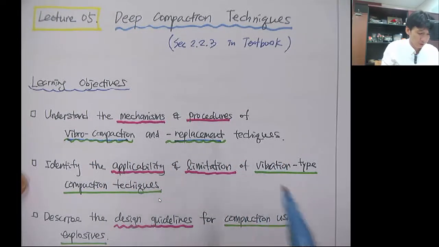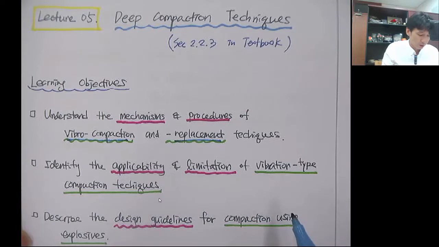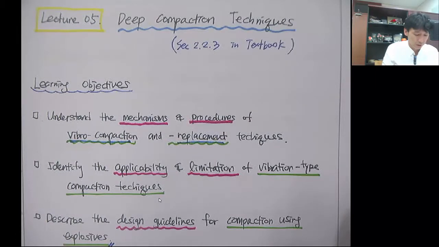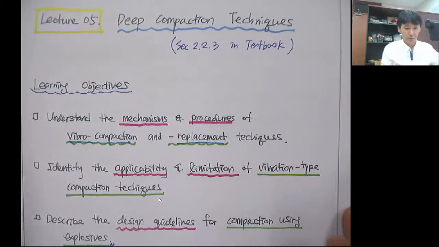And the second objective is to identify the applicability and limitation of vibration type compaction technique. And the last objective is to describe the design guidelines for compaction using explosives. So in this stage, we're going to talk about the blast-induced compaction techniques using some dynamite and explosives.